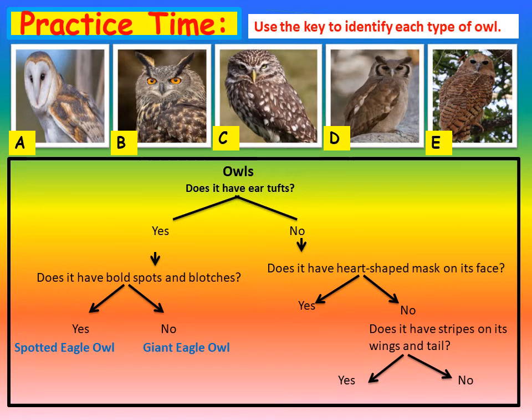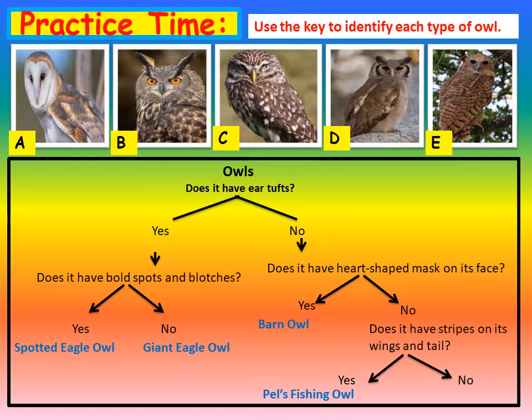How about the owl that doesn't have ear tufts, but it has a heart-shaped mask on its face? This is the barn owl. How about the owl that doesn't have a heart-shaped mask on its face, but it has stripes on its wings and tail? So this is the pearl fishing owl.